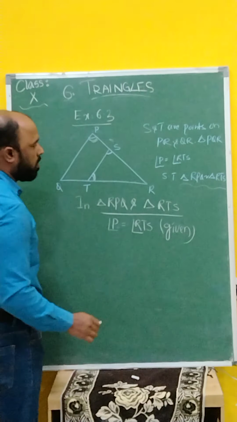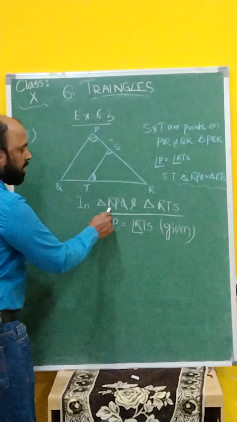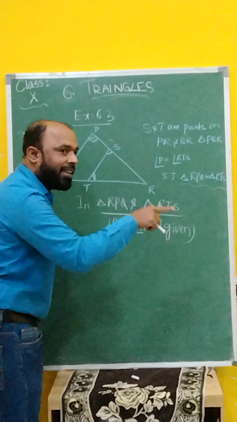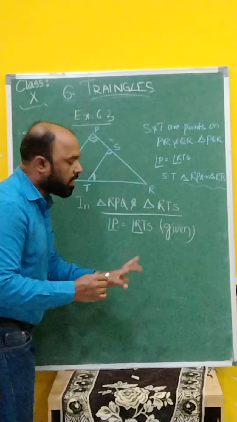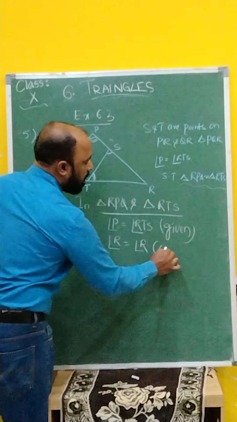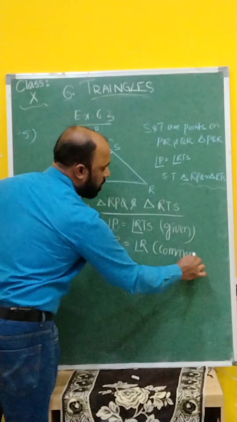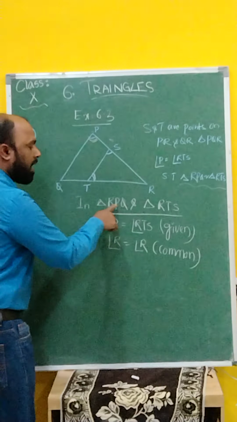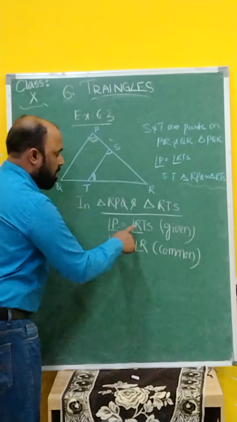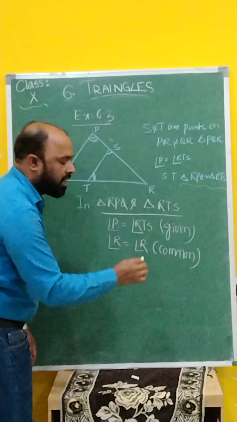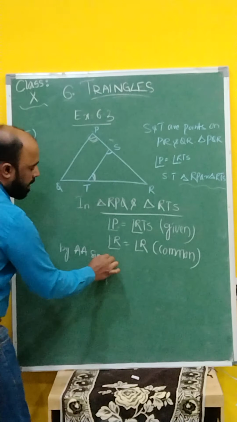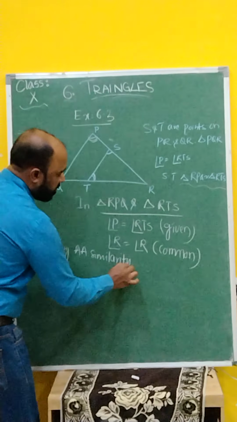Already given that. Now observe, children, and reading only in triangle RPQ and next one, triangle RTS. What is common in this? R is the common. Clear? Angle R is equal to angle R, common angle for both the triangles. Here, first one is angle and second one also angle. Now what is it? By AA similarity. Clear, children?